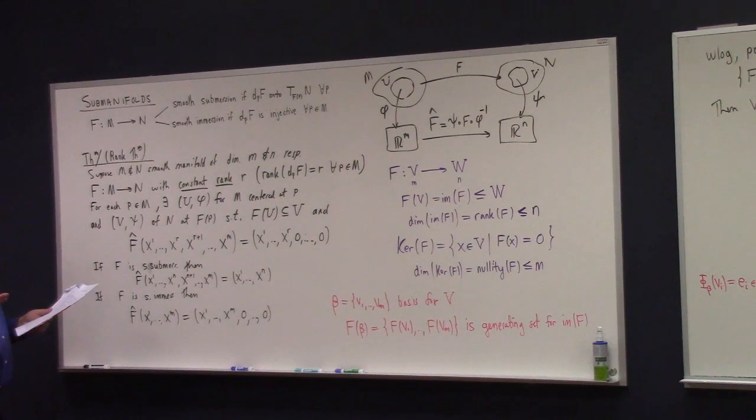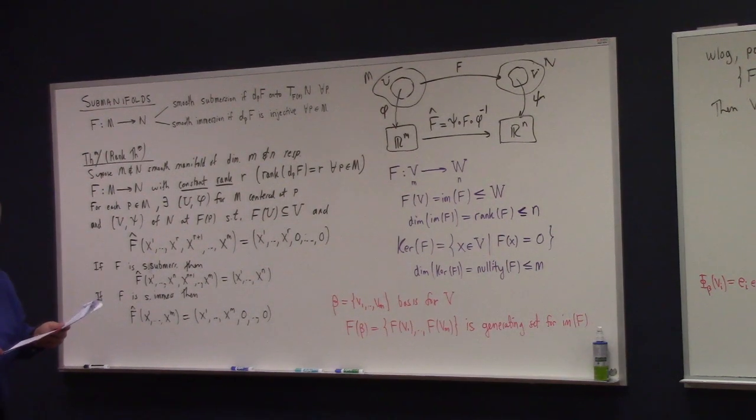Then he states the global rank theorem. The global rank theorem says: M and N smooth manifolds, suppose F is a smooth map of constant rank. If F is surjective, it's a smooth submersion. If F is injective, then it's a smooth immersion. If F is bijective, then it's a diffeomorphism.